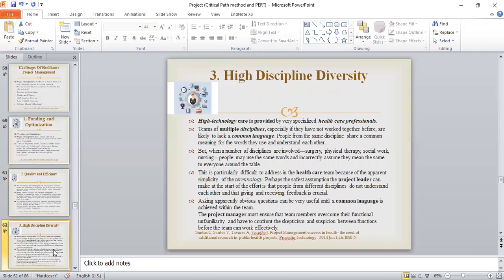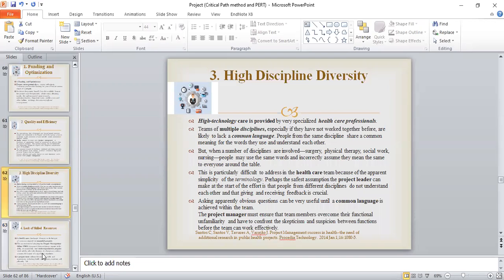The second challenge includes the high discipline diversity in healthcare, and there is also the common language issue. For example, various disciplines are involved: surgery, physical therapy, social work, nursing. This is particularly difficult to address in a healthcare team because of the apparent simplicity of terminology, but apparently obvious questions can be very useful until a common language is achieved within the team. Therefore, the project manager should ensure that team members overcome their functional unfamiliarity.